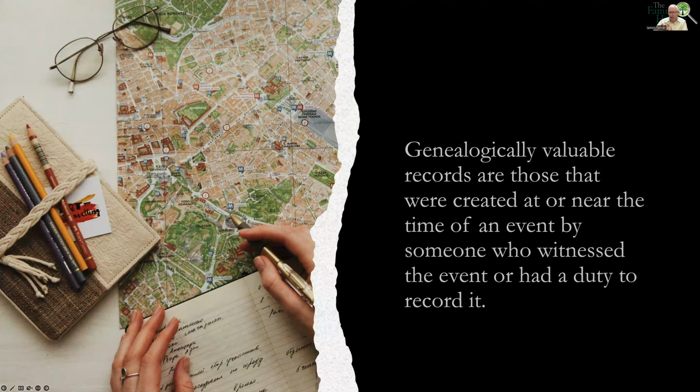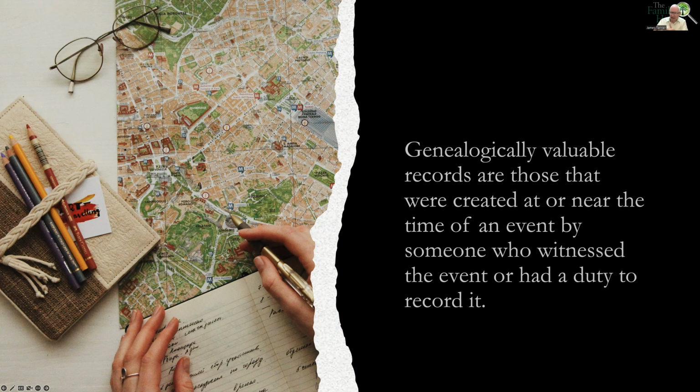Genealogically valuable records are those that were created at or near the time of an event by someone who witnessed the event or had a duty to record it. So how does that work? Well, let's take a birth record, for example. The first rule of genealogy is that when a baby is born, the mother is there. Since that's the basis of this, if we have someone providing that information, the mother, we are assured of the fact that they were actually present at the time.